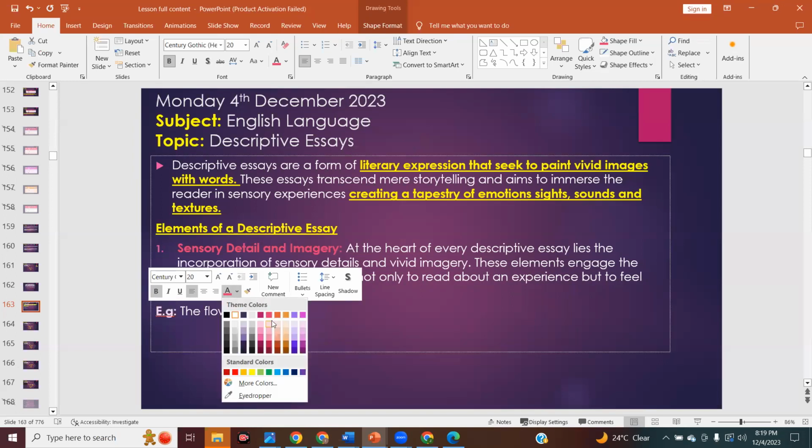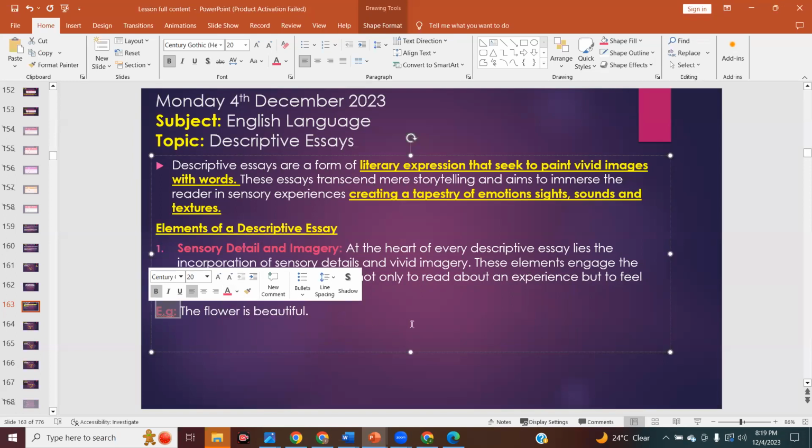Okay, thank you, Chardonnay. The flower is beautiful because of its vibrant colors and sweet smell. Okay. The flower is beautiful with its red petals shining as the sunlight hits directly on them. Very good. That's more descriptive. Anyone else? Put your answer inside the chat, please.